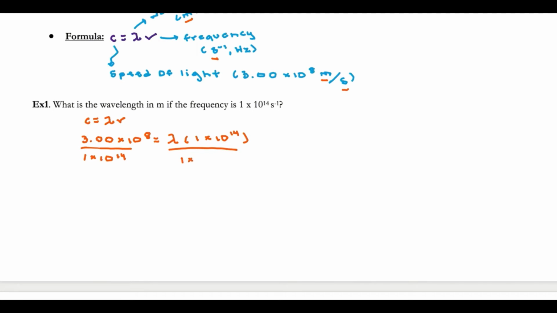This is where students often make an error. When you're plugging this into your calculator, you'll take 3 times 10 to the 8th. When you divide, because there's a multiplication symbol in the denominator, you need to make sure to put this entire value in parentheses. Otherwise, your calculator will take 3 times 10 to the 8th, divide by 1, and then multiply by 14. You'll end up with 3 times 10 to the 22nd, which is not what we want. So you need to clearly tell your calculator, I want you to divide by this entire value.